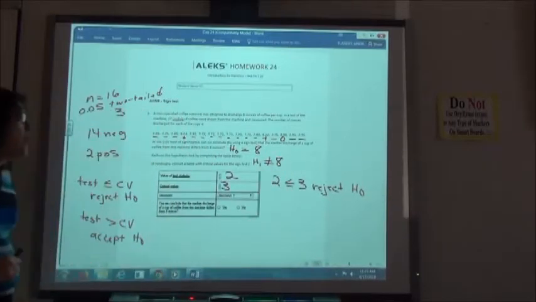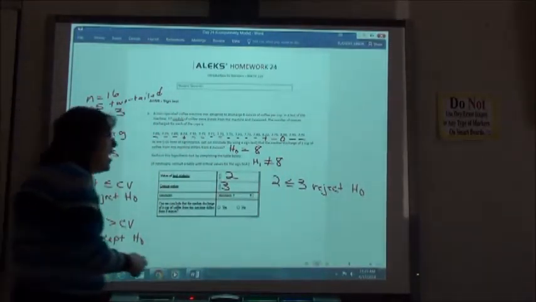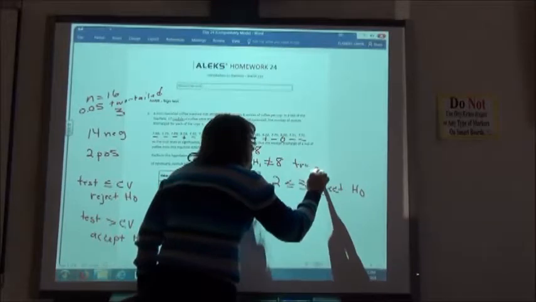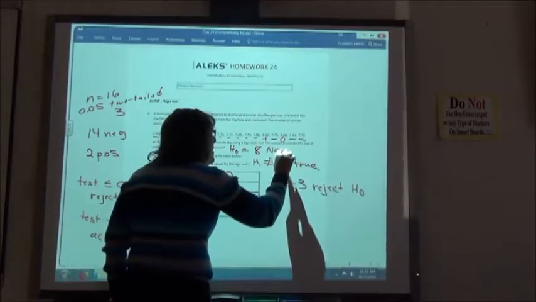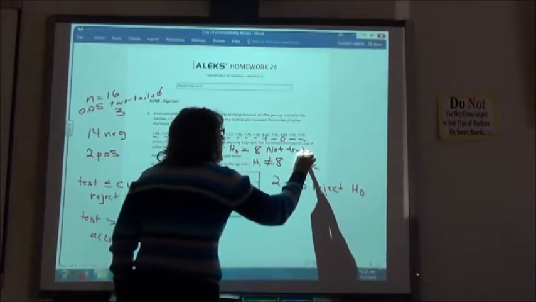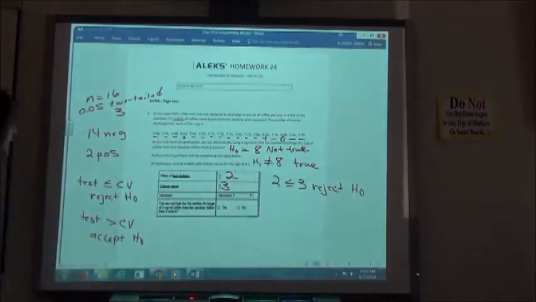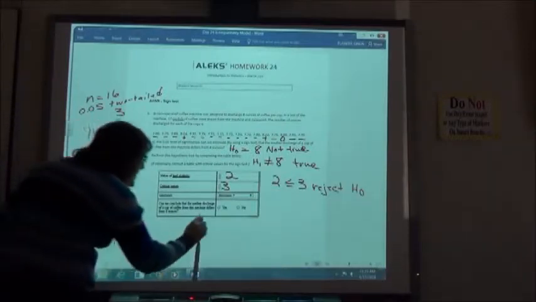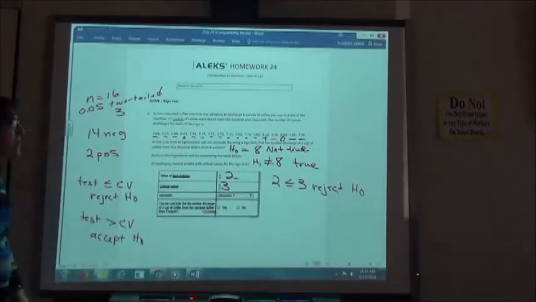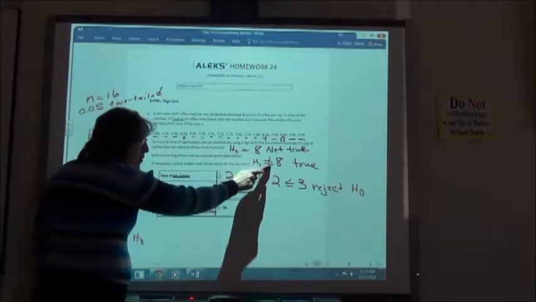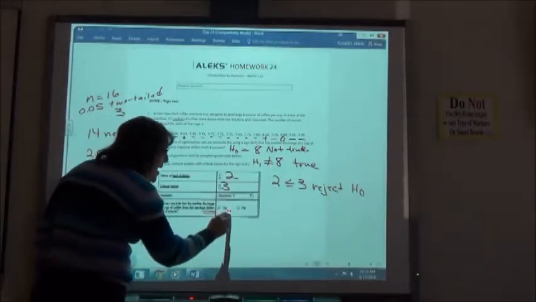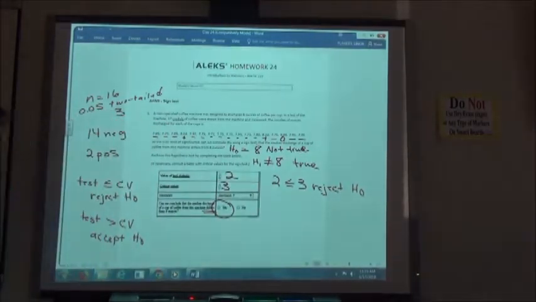The alternative one then is that it's not equal to 8 ounces. So this is my true statement. That's the one that's not true because we rejected the null. So can we conclude that the median discharge of a cup of coffee from this machine differs from 8 ounces? It's not equal to 8 ounces. That's the true statement. So yes, we can conclude that.